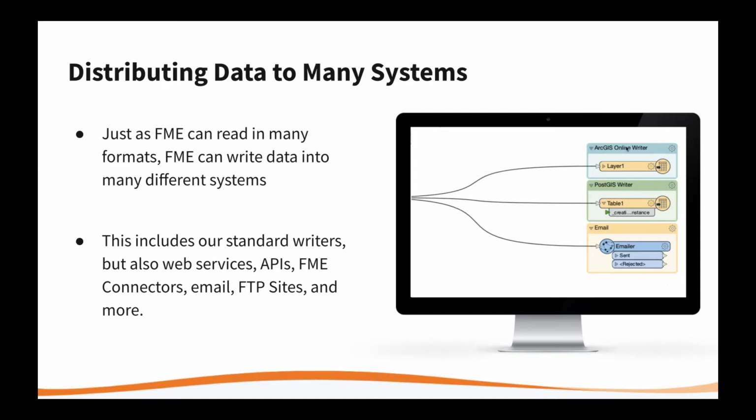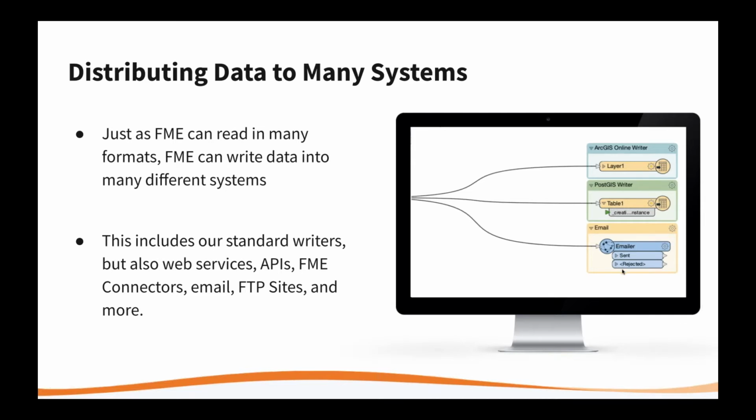Another example we have here, shown in this screenshot, is just the idea that you're not limited to one particular type of output when you're creating your workspaces. So here we've got 3 different outputs all within the same workspace. Here we're writing out to an ArcGIS Online feature service. We're also creating a table inside PostGIS. If you've got maybe some internal databases where you like to have all your information stored as well, you can have additional copies there too.